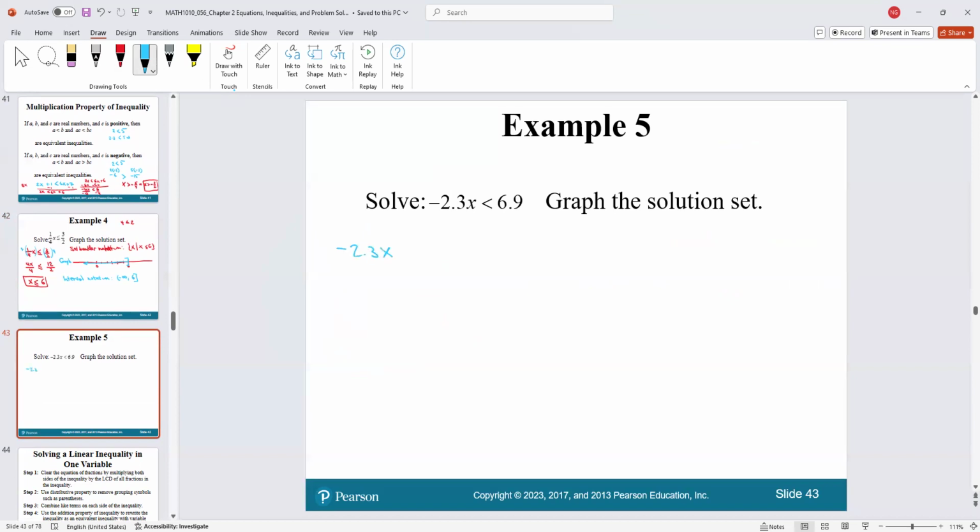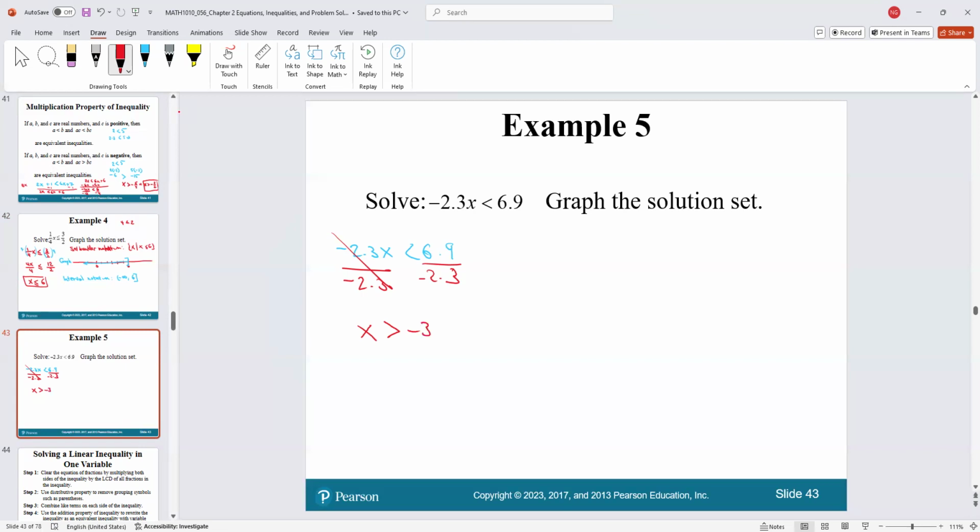-2.3x < 6.9. How to obtain x? Yes, you need to divide both sides by -2.3. Now, when we cancel this, we only have x here. Now, what's happened with the inequality symbol less than? Yes, it switches. It's no longer less than, it's going to be greater than, because the coefficient of x was negative. We divide by a negative on both sides. So 6.9 divided by -2.3 gives you a beautiful -3.